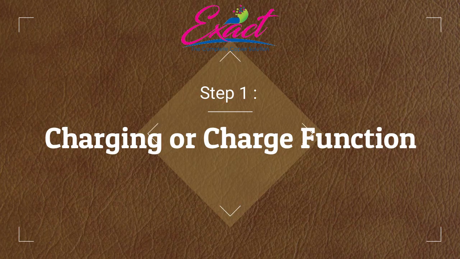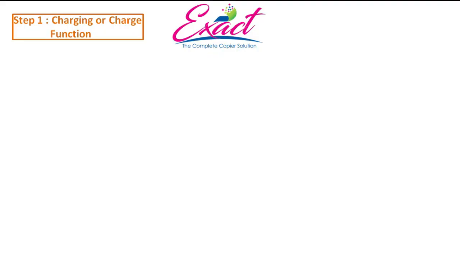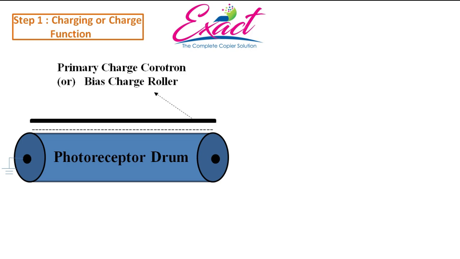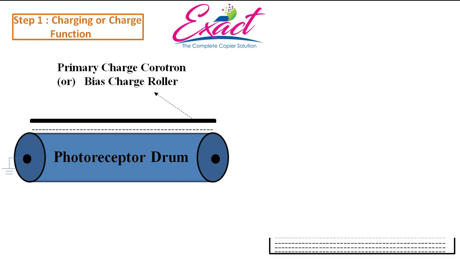Step 1. Charging or charge function. In this step, the photoreceptor drum is uniformly charged with negative charge with the help of a primary charge corotron or bias charge roller. You can see the open photoreceptor here.